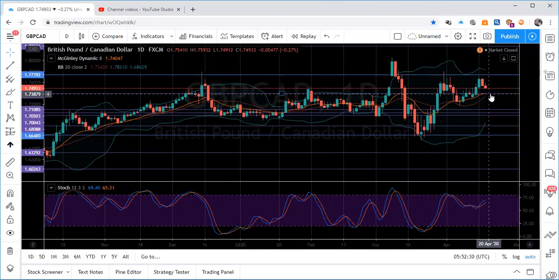If we get a break and close below this area, the next level of support I'll be looking at is 1.7115. So basically, it's quite clear. We'll just sell to the 1.74 handle. And if we see a break and close below that point, we begin to target the 1.7115 area.